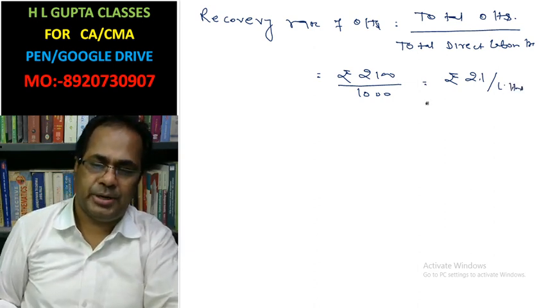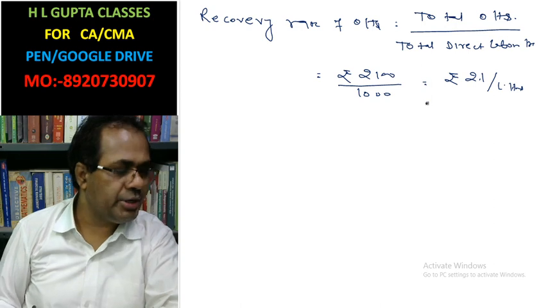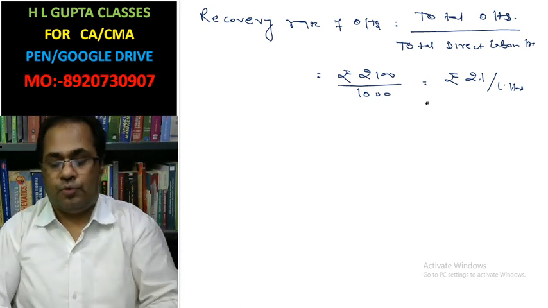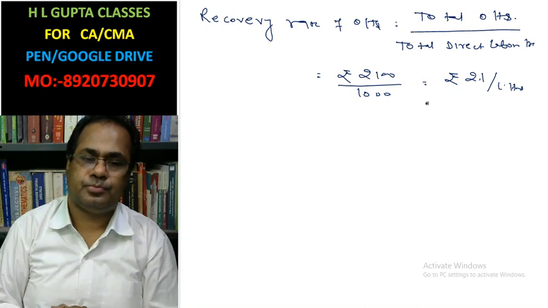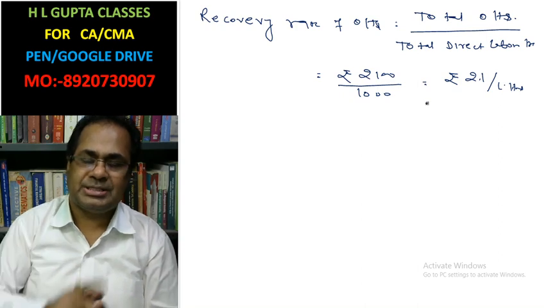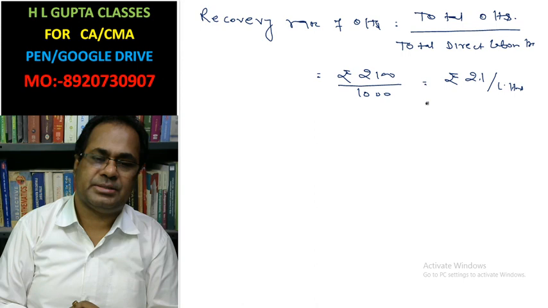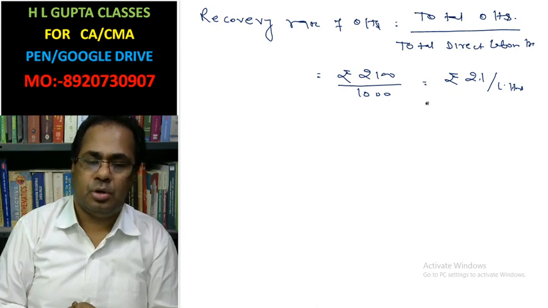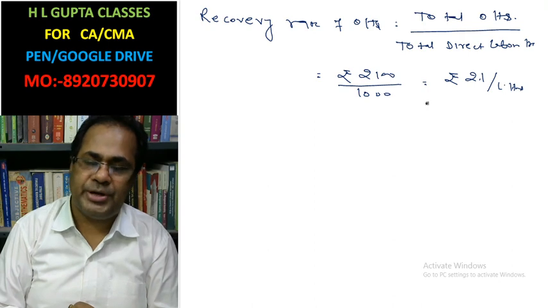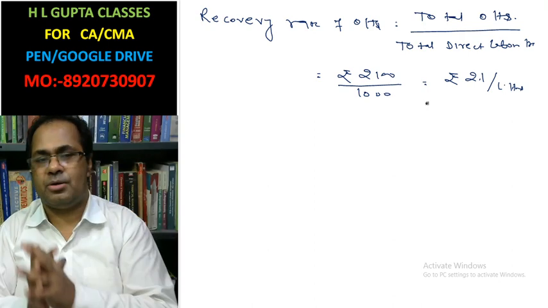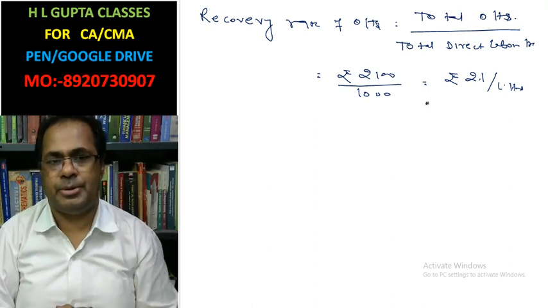This is a recovery rate. Okay. Now we need to calculate the percentage of selling and distribution expenses on factory cost and profit on factory cost. Then only we can find sales revenue.